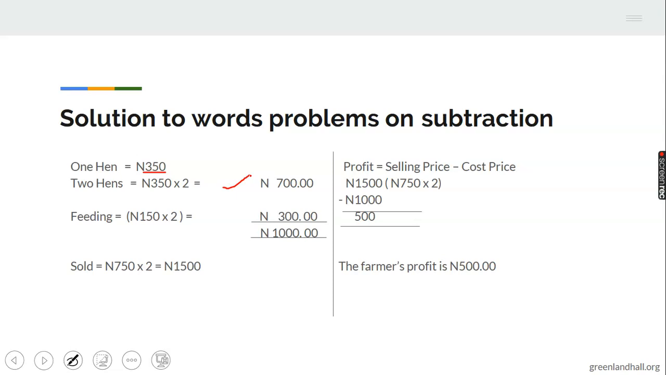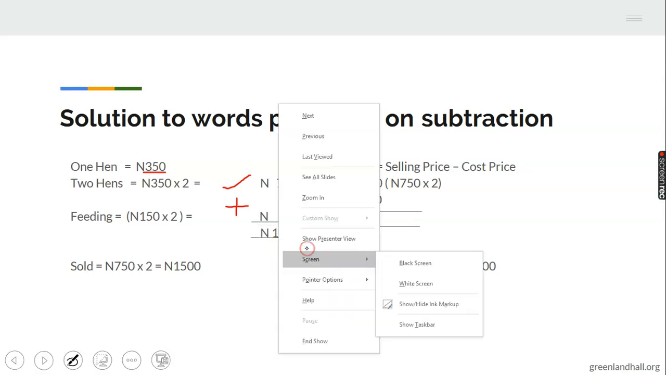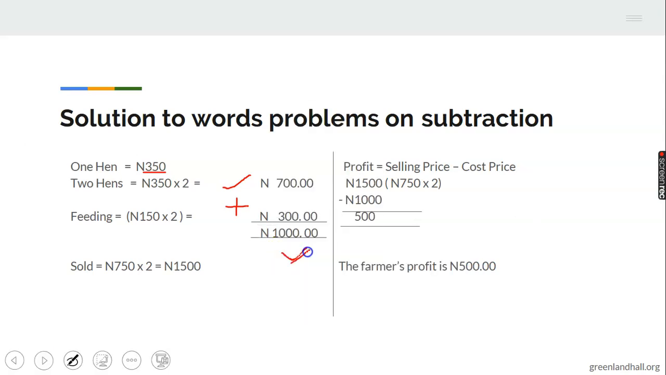So he bought them for 700 naira and then he fed them with 300 naira. So what do we have here? We had them together, 700 naira plus 300 naira. That will give us 1,000 naira. That means the farmer has spent 1,000 naira in purchasing and feeding those 2 hens. Now, let's come back to the story.